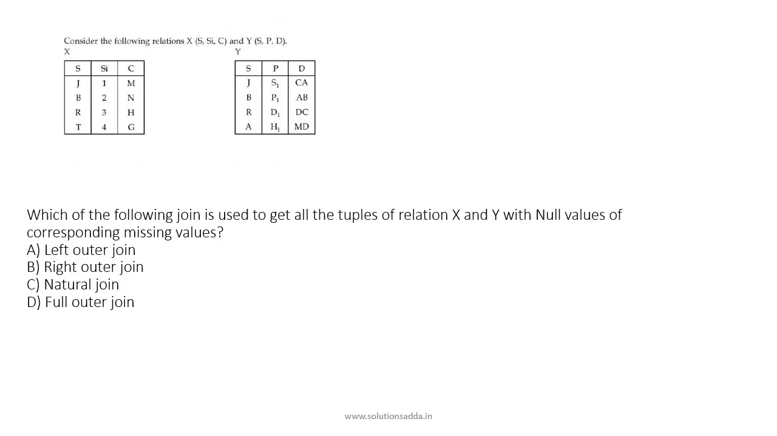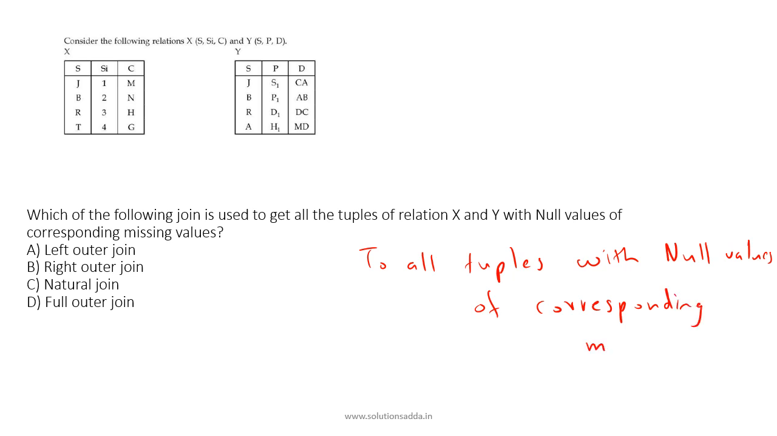Next question. Consider the following relations x and y, and two tables are given. Which of the following joins is used to get all the tuples of relation x and y with null values of corresponding missing values? As I said earlier, the correct answer is full outer join. With full outer join, we'll be getting all the tuples with their corresponding missing values having null. So this question is also solved.